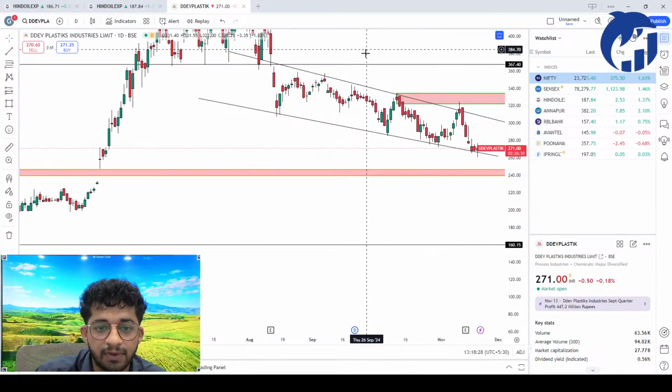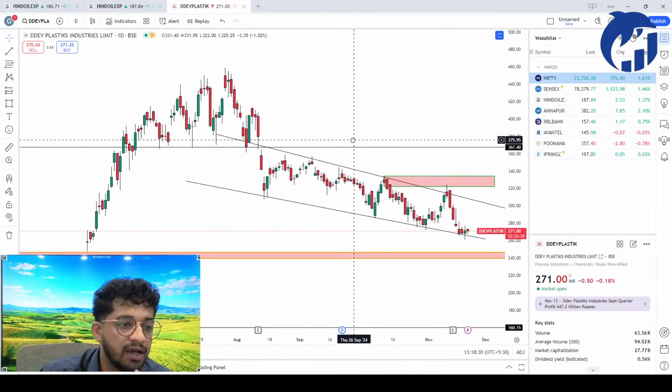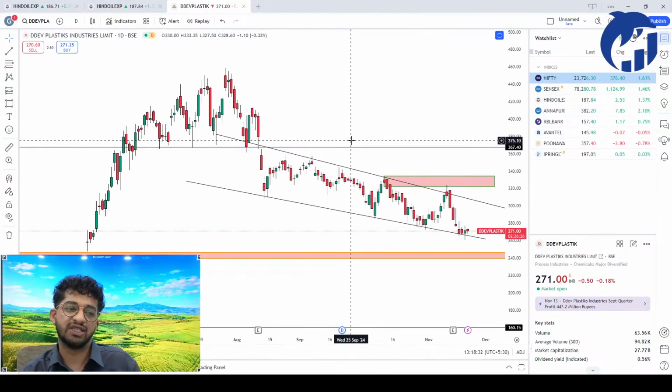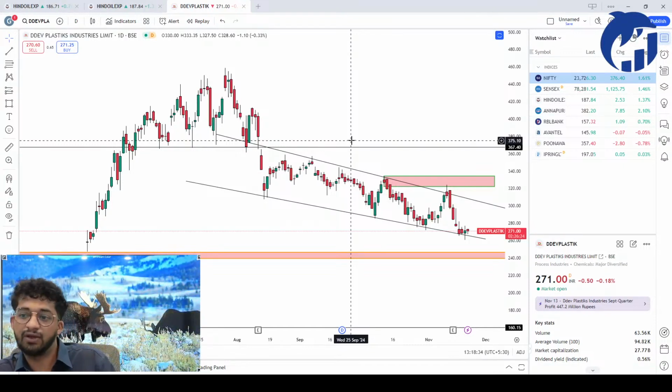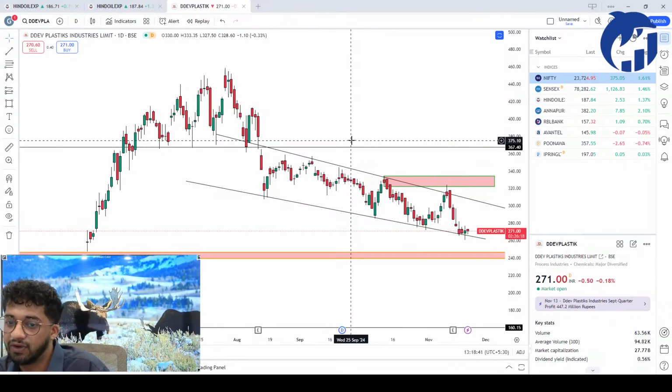As a conclusion, we could say TT Plastic is a very good stock for long term investment, and it's a must-have stock in your portfolio for long term wealth achievement. So that's all about this stock.